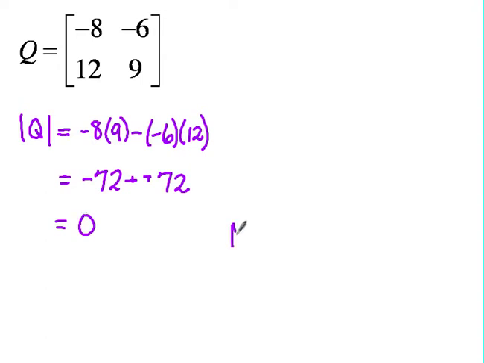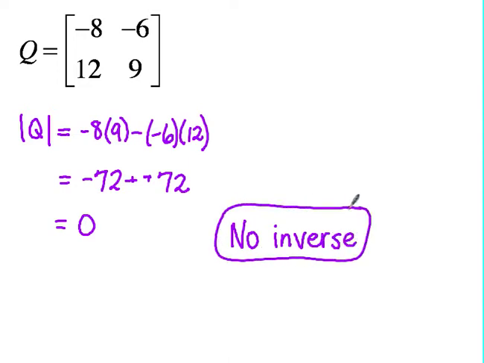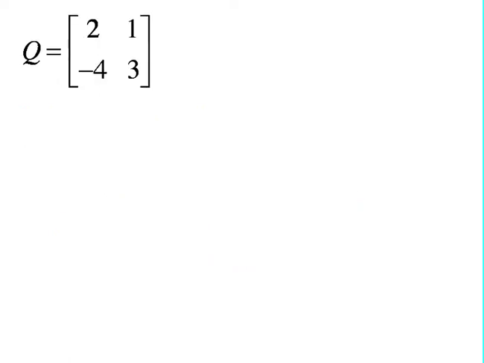So this is what you write: no inverse. Some places you will see it written no inverse exists. If you write no inverse, that's fine for me. So that's the thing: if you ever get 0, like in that case, you're done. So let's look at the next one.